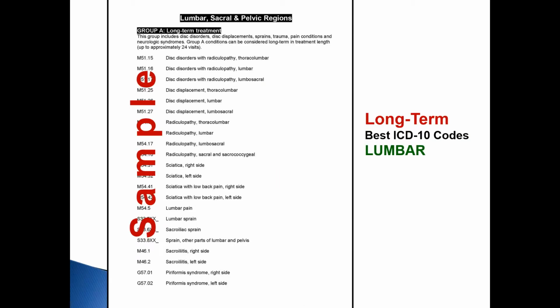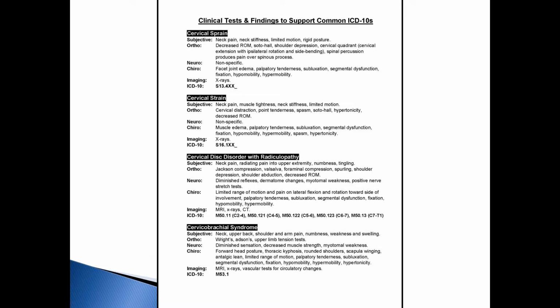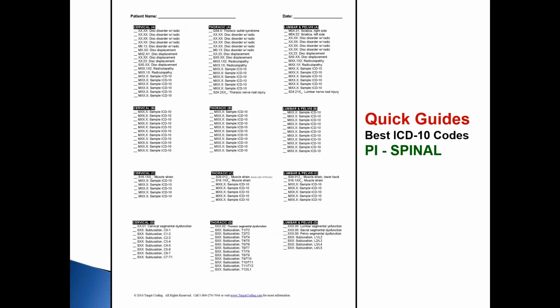The book also shows you how to provide the codes that pay for the most visits. They're called long-term treatment diagnosis codes. We also provide you with a whole bunch of diagnosis codes and the ortho, neuro, chiro findings to support the diagnosis codes. The book also has cheat sheets on many different things, spinal cheat sheets, PI cheat sheets.